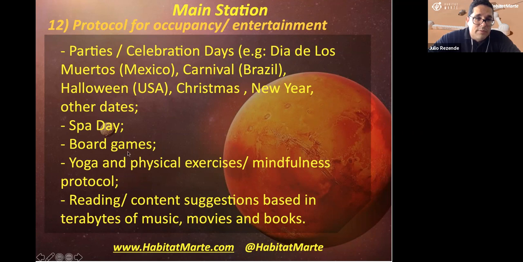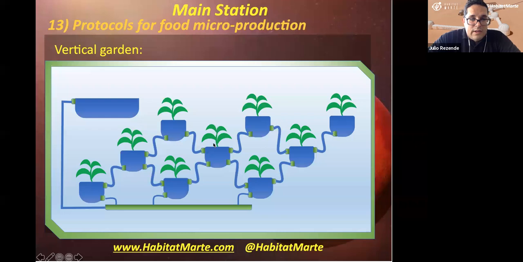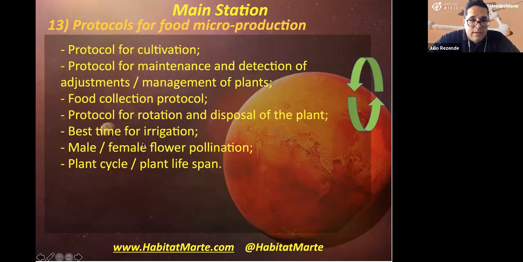Also, we'll be using board games, also yoga, physical exercise, and a mindfulness protocol. Also, a lot of content to be read. Also, consuming music, movies, and books. Here's the concept of a vertical garden, a closed circulation system.